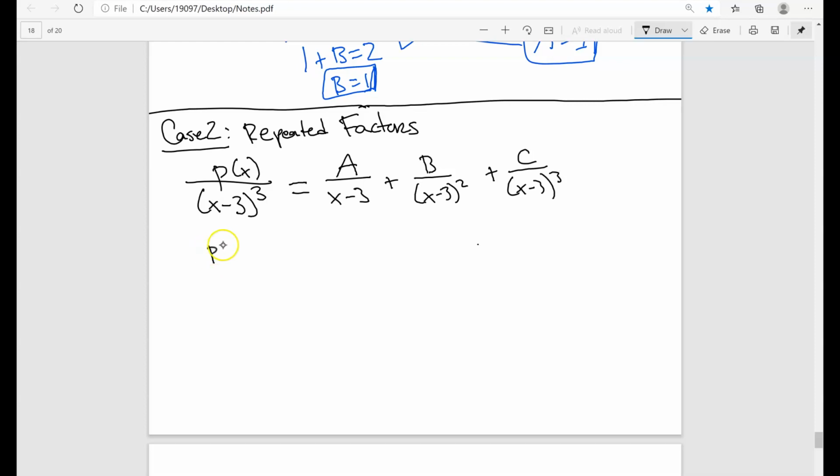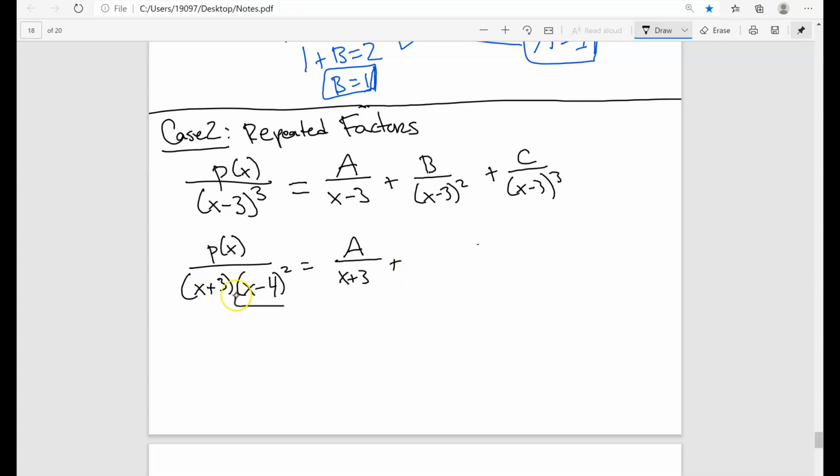You can also have factors that look like this. So maybe you can have one that's linear, 2x minus 3, and then let's say x plus 3, and then x minus 4 to the third. Let's make it squared. So basically the way that this is going to work is that you're going to have a over x plus 3. So that corresponds with the linear factor.